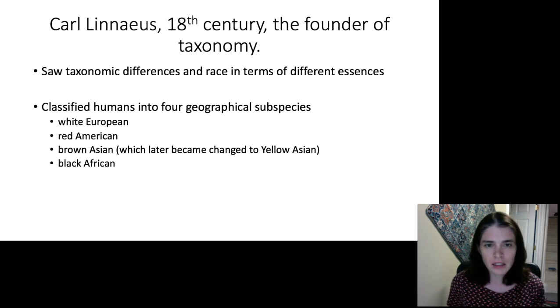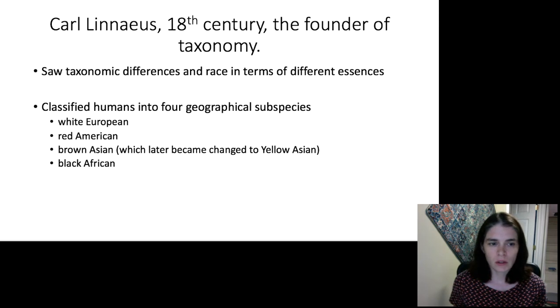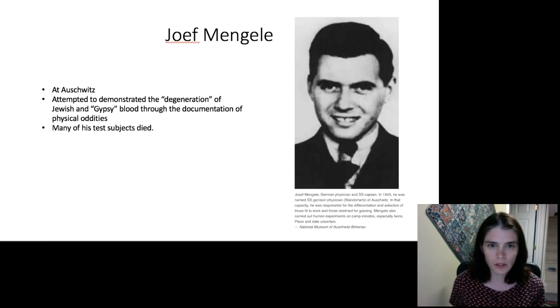Carl Linnaeus, 18th century, the founder of taxonomy, was part of this invention and its scientific justification. So he classified humans into four geographical subspecies: white Europeans, red Americans, brown Asians, which later changed to yellow Asians, and black Africans. This kind of discourse has been used in horrifying ways, not only to justify slavery, but also at Auschwitz, to demonstrate the, quote, degeneration of Jewish and Gypsy blood through the documentation of physical oddities. And it's this kind of idea that race is an essential concept that maps onto biology.